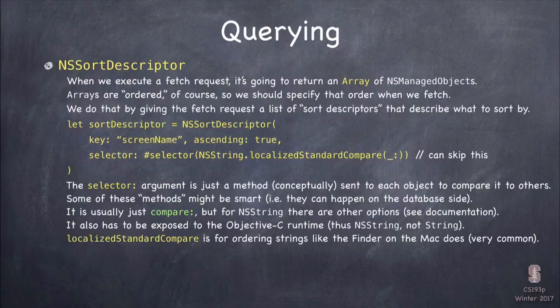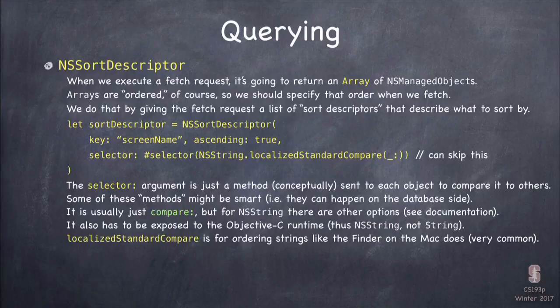And what does the Finder on the Mac do that's different than case insensitive? Well, there's a lot of issues with things like diacritic marks and things in your local language, where things sort differently depending on what language you're in, what locale it is. Sometimes you ignore the diacritics, like accent marks. Sometimes they mean something. And so localized standard compare is a special compare for strings that knows how to do that. Okay? And this is very commonly the one we will use for strings.